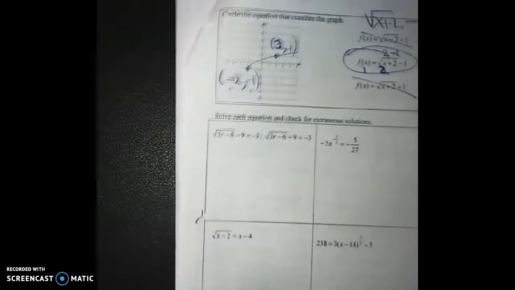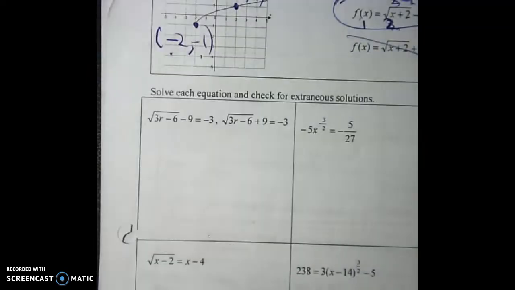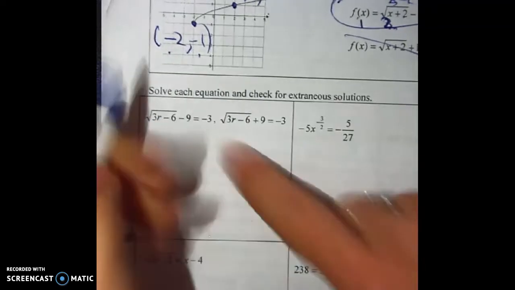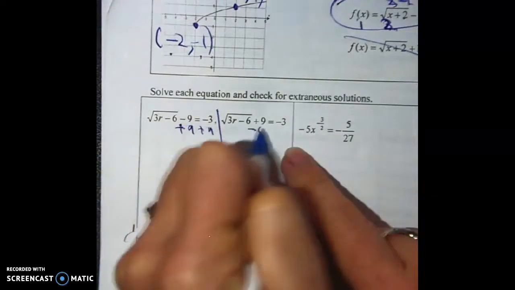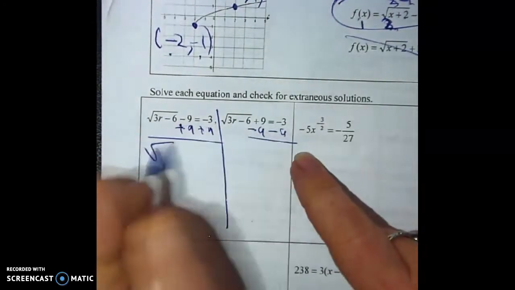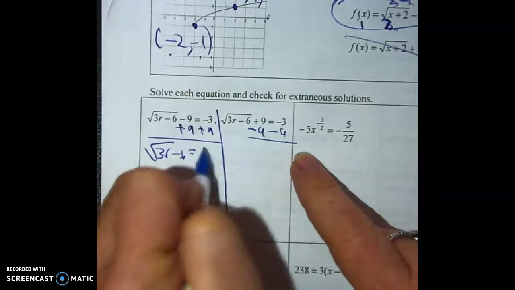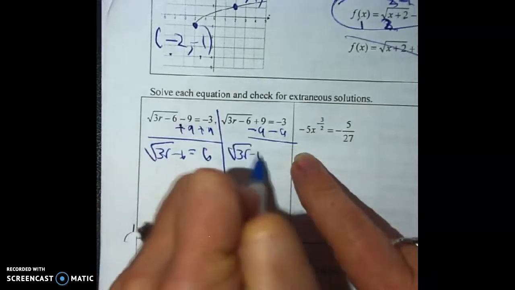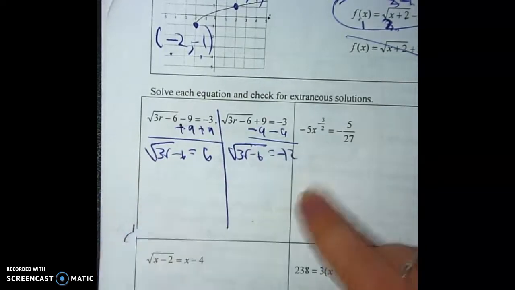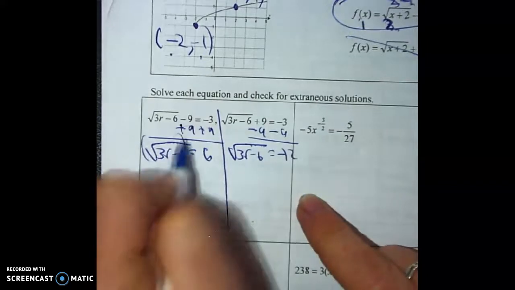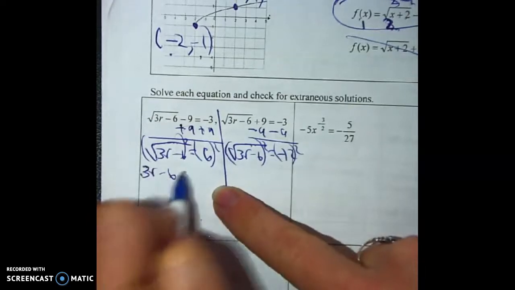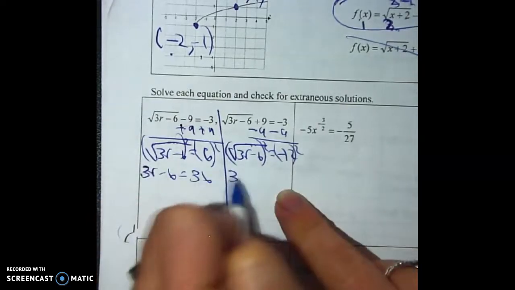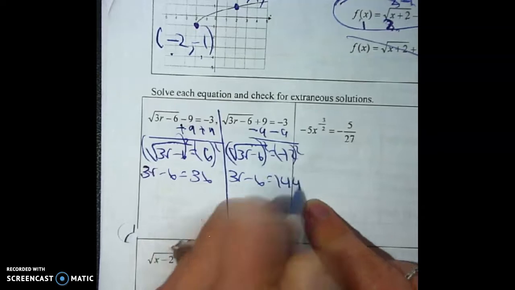Okay. They want to know which one will be, it says solve it and then check for extraneous solutions. So these are similar. This one's plus 9, minus 9, minus 9. Square root of 3r minus 6 equals 6. Square root of 3r minus 6 equals negative 12. Sorry, it's kind of messy here. Then what would I do? Square, square, square, square. So that would be 3r minus 6 equals 36. 3r minus 6 equals 144.